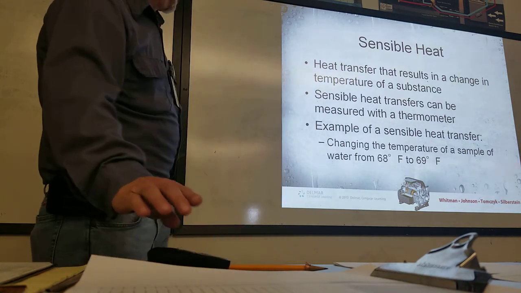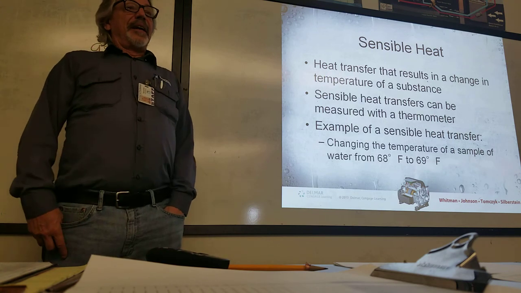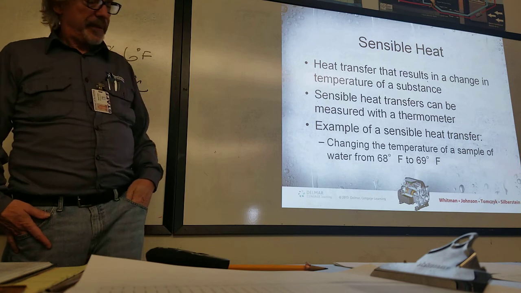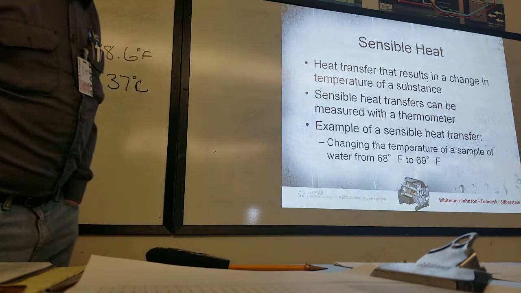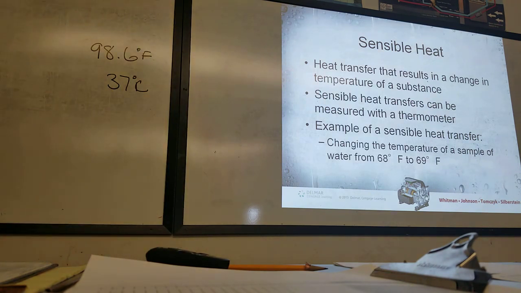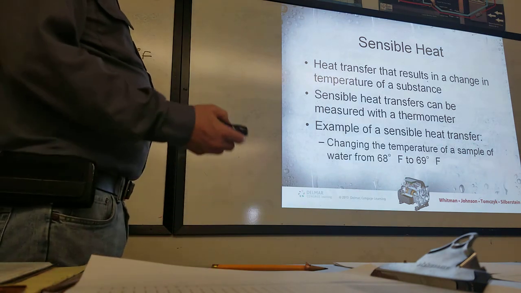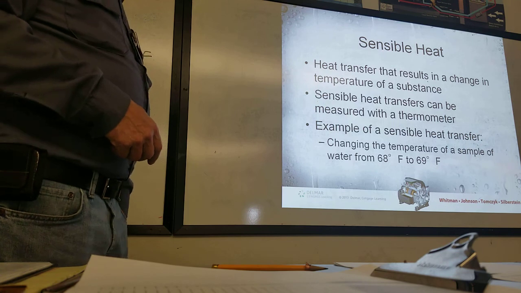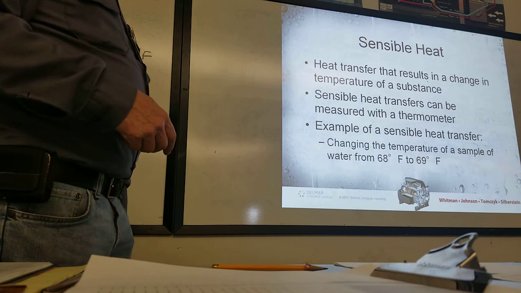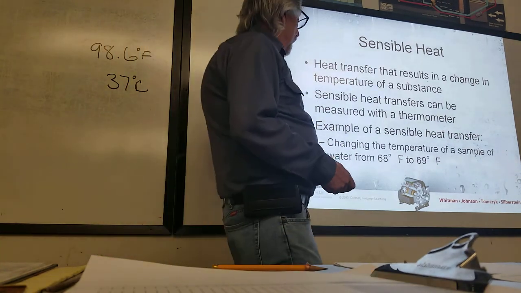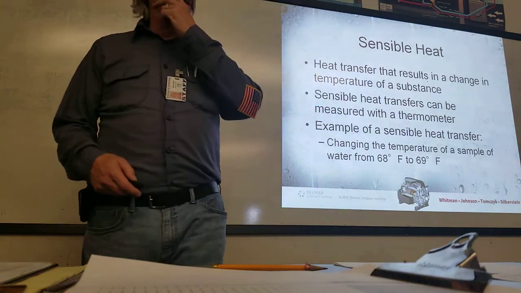Sensible heat. Heat transfers that result in a change in temperature of a substance. Sensible heat transfers can be measured with a thermometer. An example of a sensible heat transfer: changing the temperature of a sample of water from 68 Fahrenheit to 69 Fahrenheit. That's a BTU. Yeah, BTU, that's what we talked about. That was a BTU, that's the 1 degree.